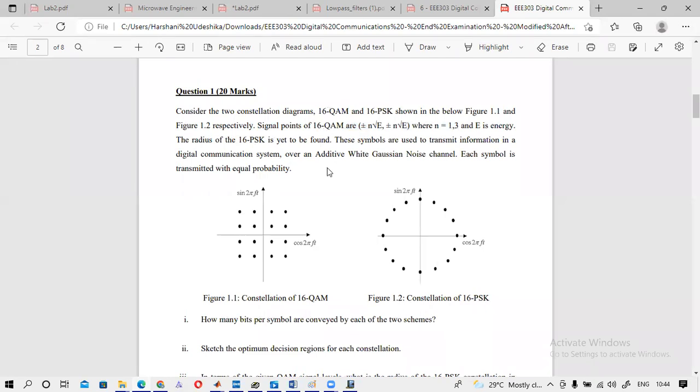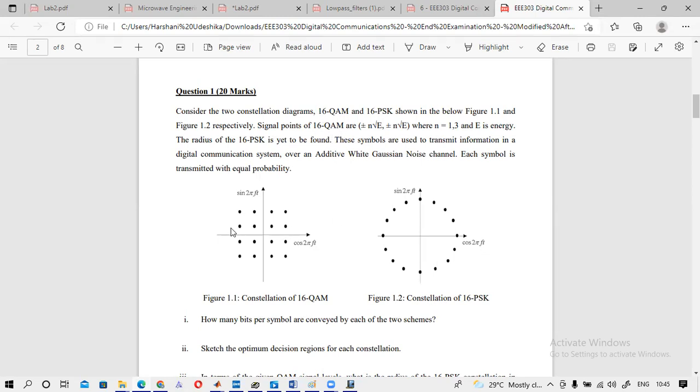You can see that we are given two constellation diagrams, one for 16 QAM and one for 16 PSK. Can anyone tell me which is the better one with your general knowledge? Which modulation scheme is better, 16 QAM or 16 PSK? I hope you can answer that. Otherwise I will continue, as we are running out of time.